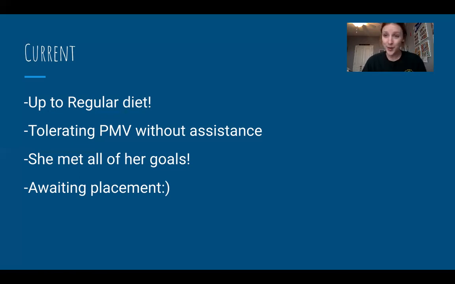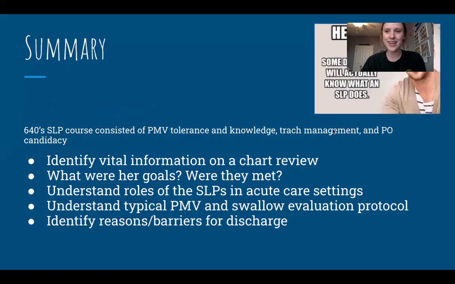And she did meet all of her goals, like the goals that we talked about, with being on the least restrictive diet, being able to do any compensatory strategies, which we did educate her on, what to do if certain things do arise, but she did not really need any. And then also, tolerate her PMV. So she's in good shape right now. And when I went to make this video, she had discharge orders. So I went ahead and completed this project because I'm very hopeful that she will go.